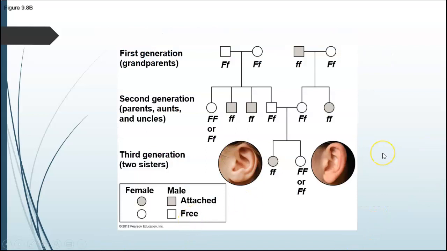All right, so here's a pedigree. This is just an example one. This is about earlobes, and they're using the letter F to stand for the earlobes. Capital F is free, lowercase f is attached.